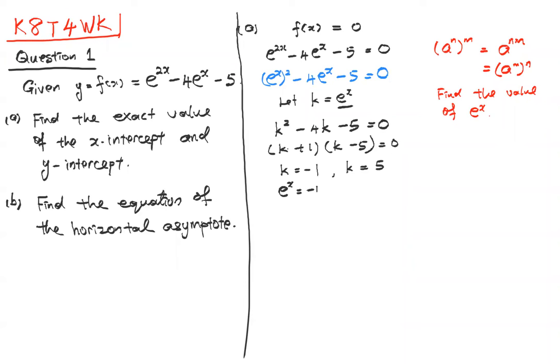equal to -1. Okay, what must I write below here? No solution. Why? Because it's impossible for e to the power anything to be negative. Am I right? So there's no solution for this. So you please don't write this, please. If you write this, it shows that you don't know what is e to the power x. Are you clear?